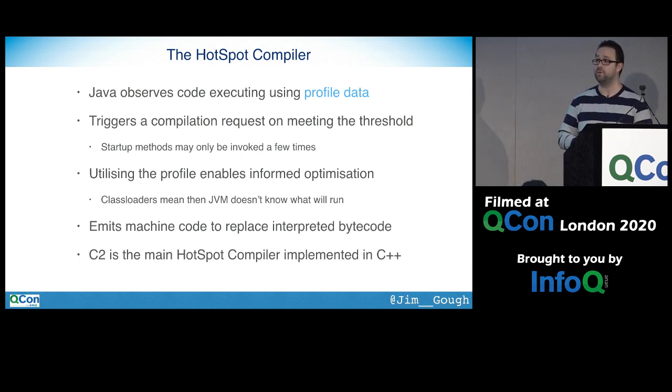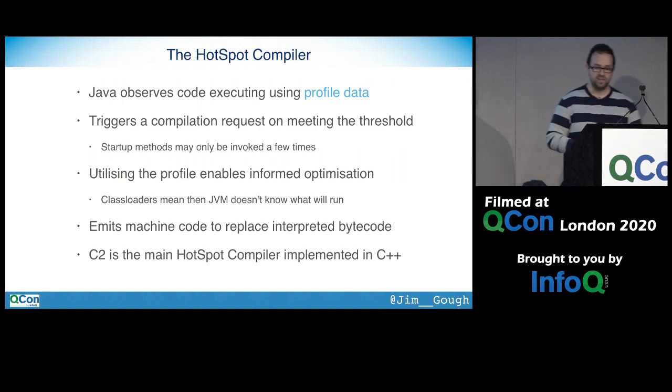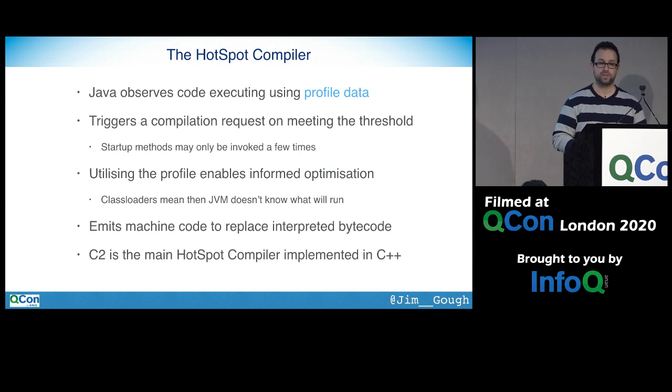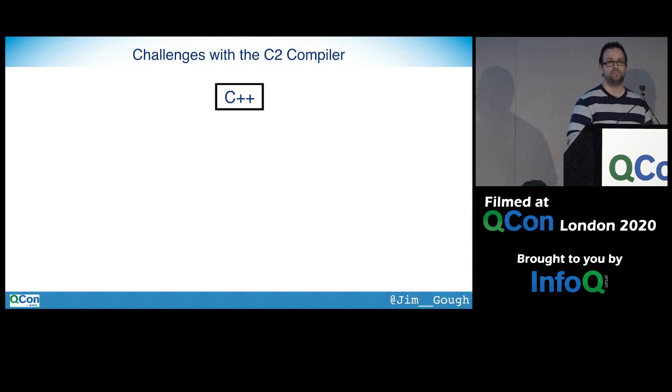So we're talking about server mode compilation, and it's implemented in C++. A lot of the time when we're talking about Java and it being slow, the main engine that's doing all the compilation has historically been written in C++. But there are challenges with C++.